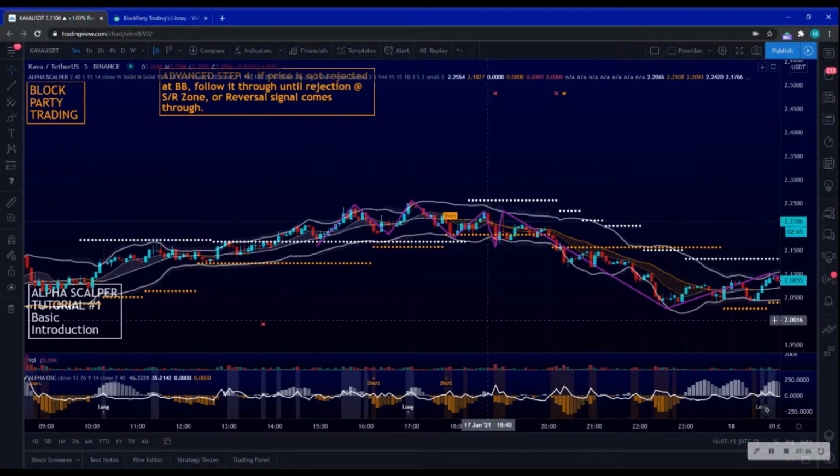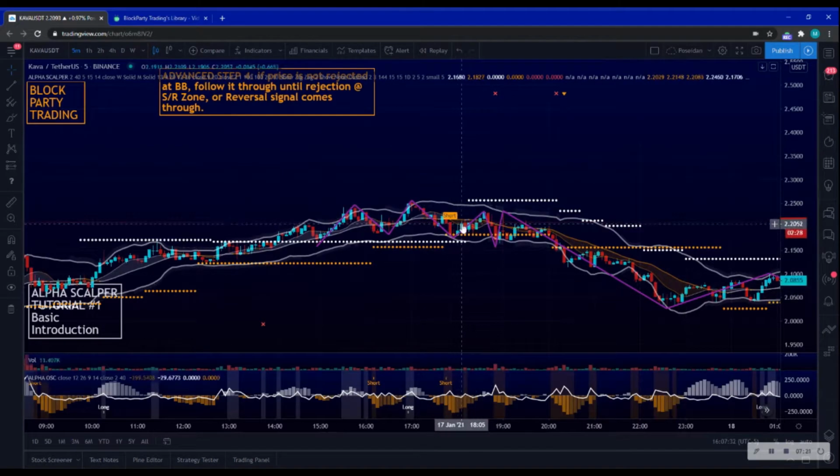So in that case, we'd be able to enter right at the peak on the alpha oscillator here, right when it started to come down, which would be right around here, and get an even better entry point than entering off the moving average. And then we see, obviously, the price keeps going down.